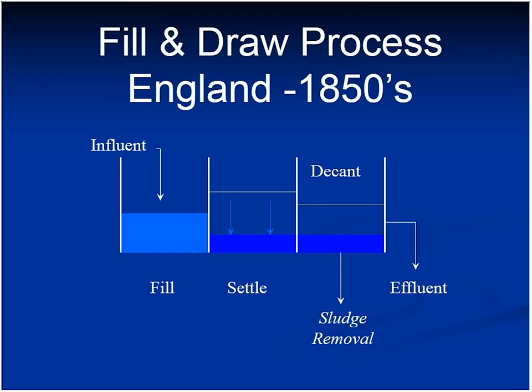It wasn't until the latter part of the 19th century that in Britain they came up with a process that they called salt fillet drop. Basically, they pump all the water into a tank and let it sit. Solids would settle to the bottom of the tank. The supernatant looked relatively clean. They take that and throw it in the water. The sludge that would be removed on a regular basis was then taken off and used as fertilizer.